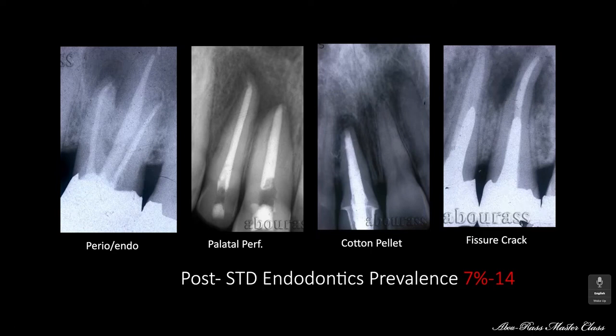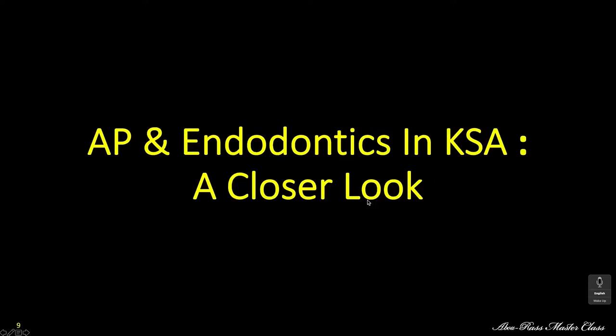And does it also occur when you have a good root canal? Yes. Sometimes we have a good root canal treatment, standard endodontics, and we have a problem. We have AP right here. The problem then is not endo. The problem could be cracks, could be other things. And the percentage of that is 7 to 14%. Therefore, we have to go into detail and take a closer look at AP and endodontics in the Kingdom.